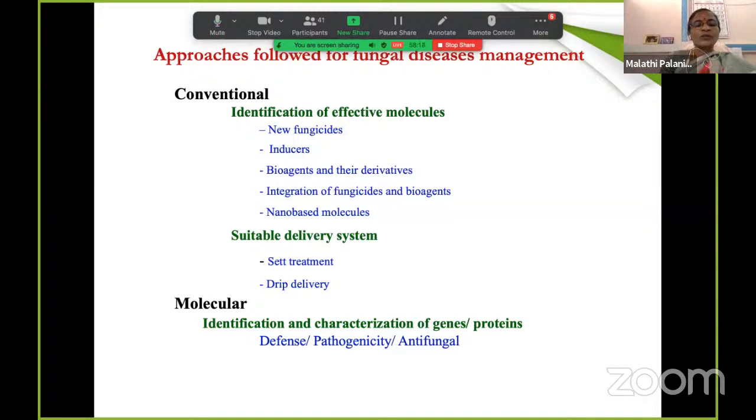Under the molecular approach, we are working on identification and characterization of genes or proteins related to defense, pathogenicity, as well as antifungal genes for genetic engineering approaches, as well as to identify potential target sites for better management.